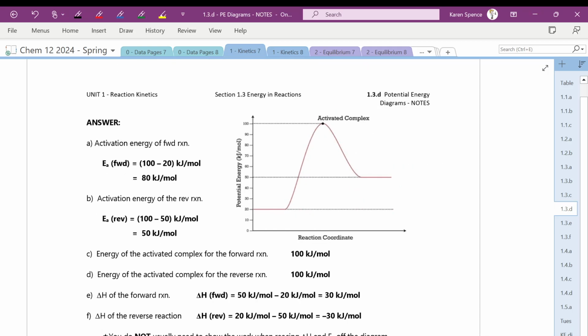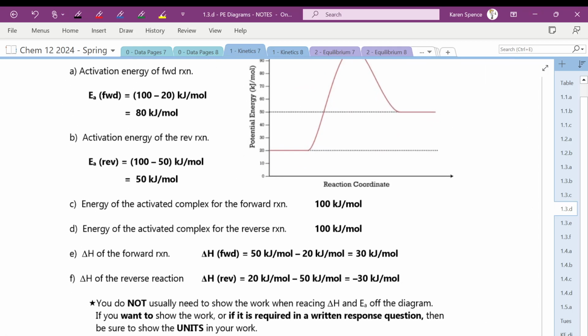And if you want to check your answers, here they are. They're actually on the next page. If you want to check, it should be 80, 50, 100, 100, 30, negative 30. All with kilojoules per mole.